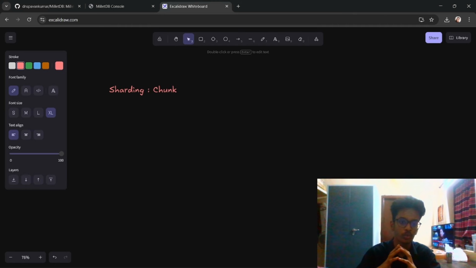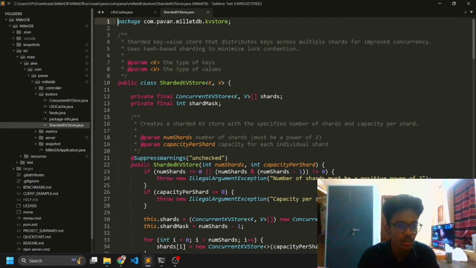So that's a very brief overview on sharding. It's a very deep concept. I guess all of you should study about it. Like all of us should study about it. It's something very deep. So yeah, sharding is all about chunking on a very high level. So back to the code base.